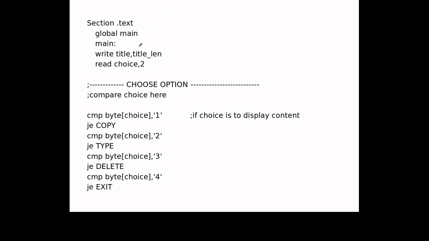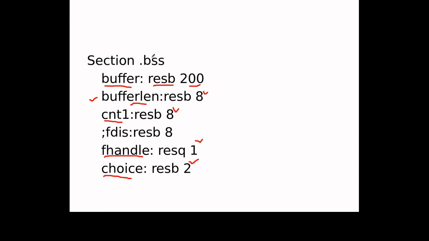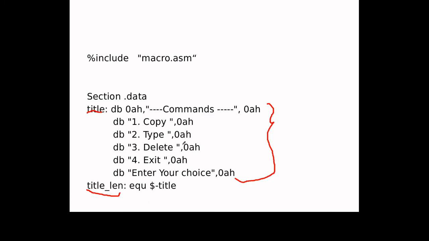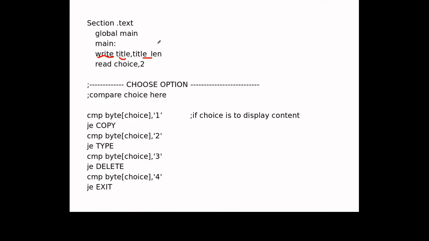Then .text, here we are writing our code. So global main and main. Now display our first message, the choice message. Here we called the write macro with that message and its length. This message is under the title, so the whole message gets printed on the output screen. Then read the choice: the choice buffer we have taken, and the length is 2 bytes. So read the choice from the user.